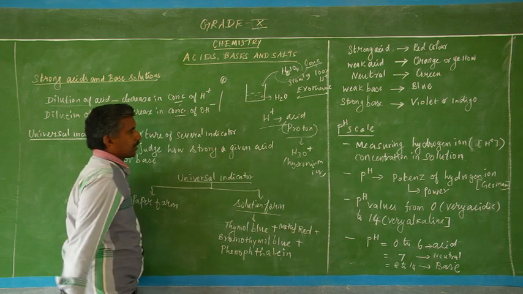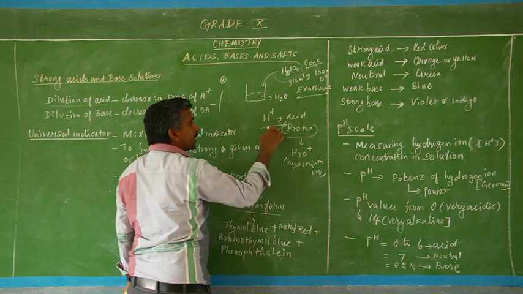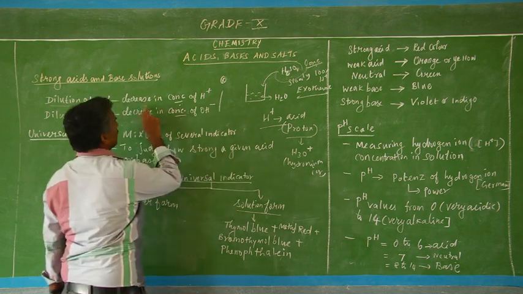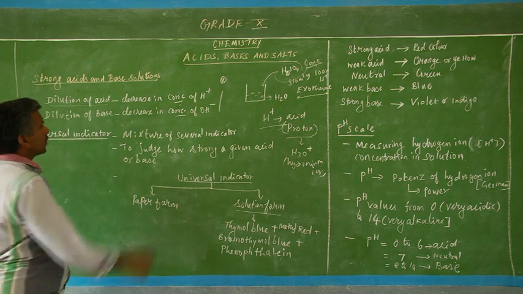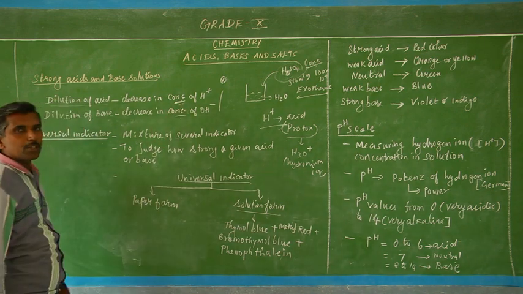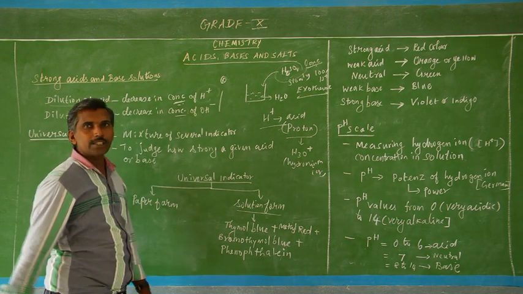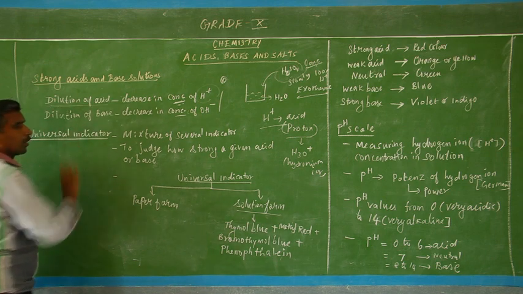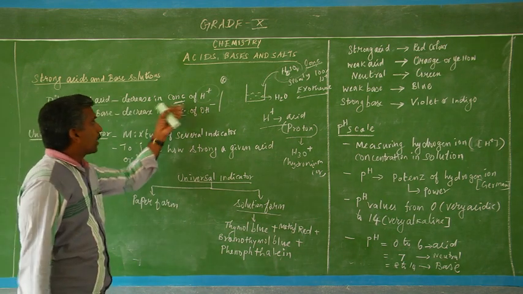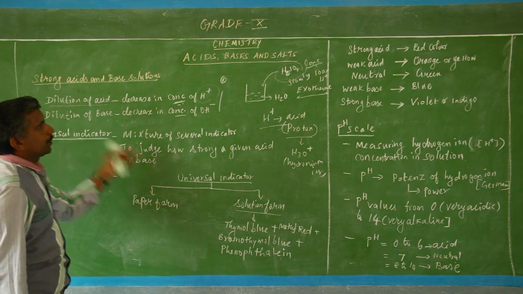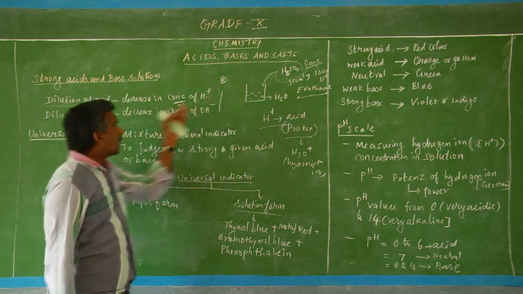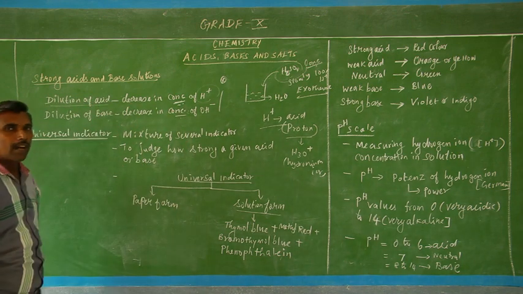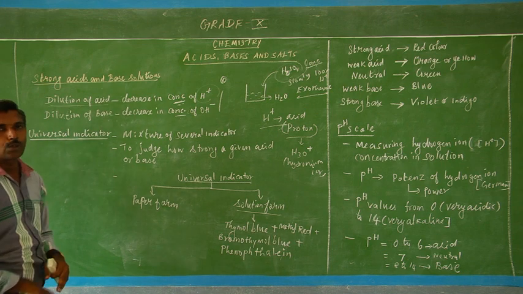When acids are diluted, the H+ ion concentration, that is the number of H+ ions, decreases. This is the concentration term: concentration of H+ ion, the hydrogen ion. This process is known as dilution of acid. Any acid, strong or weak: a decrease in concentration of H+ ion is known as dilution of acids.